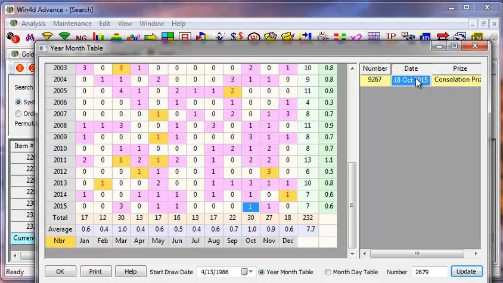Alright. Now next one I want to share with you, alright, is 2679. Now, why 2679? As you can see here, after a 3 months break, it started to appear in the month of October, and it's a consolation.